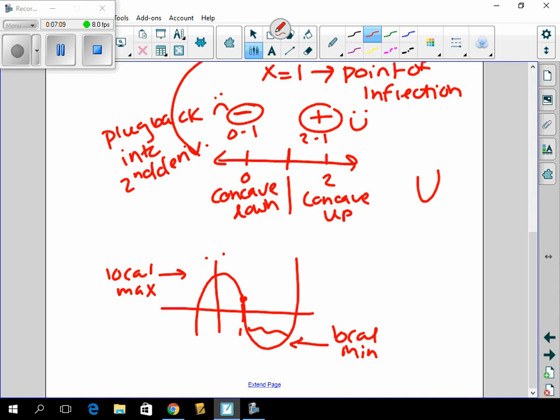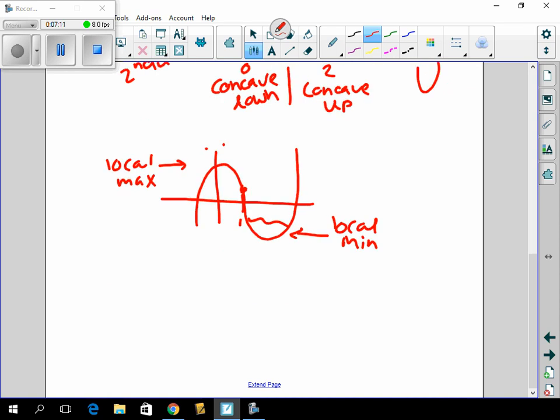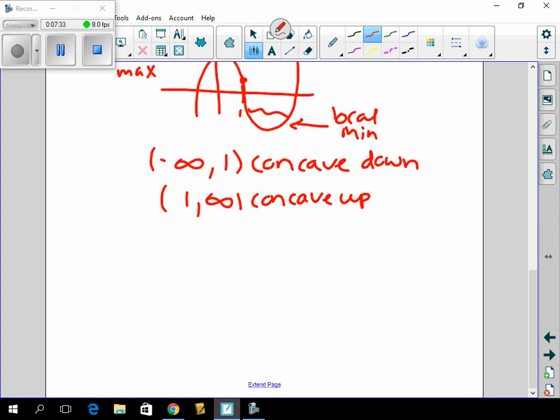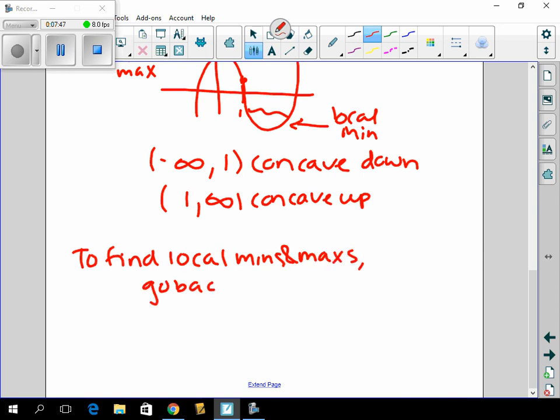So first, let's write down our intervals of concavity. So our intervals of concavity are from negative infinity to 1, concave down, and then from 1 to infinity, concave up. So what I need to do now in order to find the minimums and maximums is I need to go back to the first derivative. So to find local mins and maxes, go back to the first derivative.